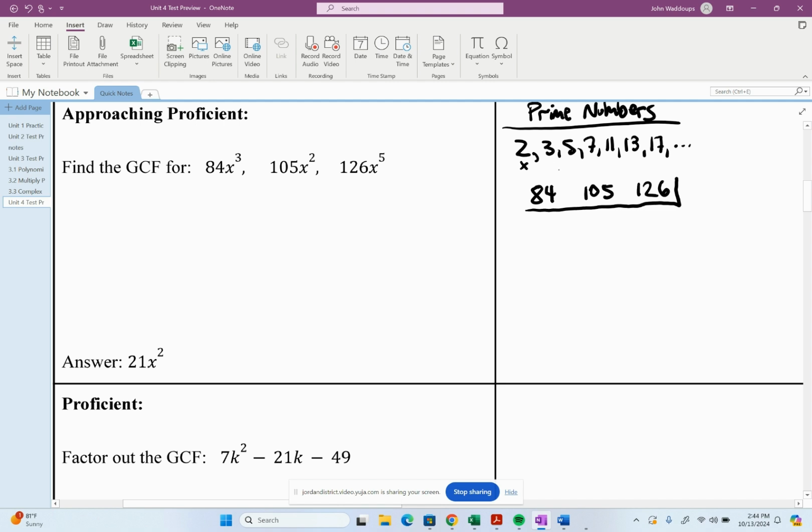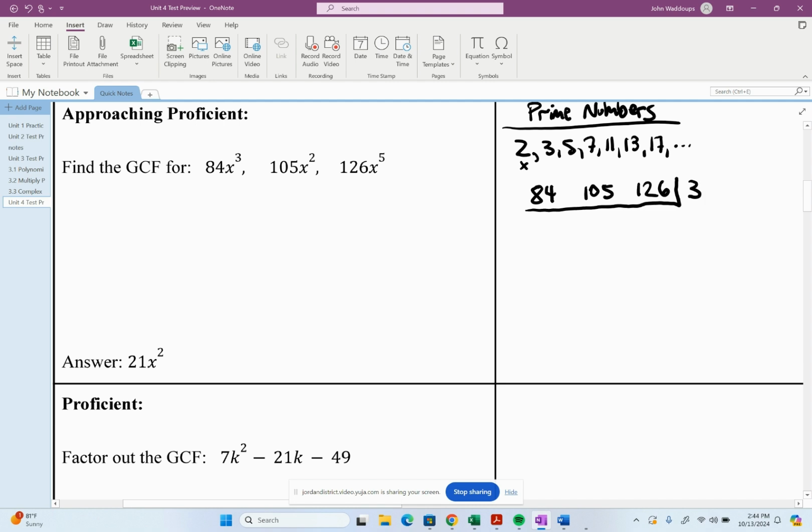But 3: if you add the digits of a number and the sum is divisible by 3, then the number is divisible by 3 also. So 84 is 8 plus 4 is 12. 12 is divisible by 3, so is 84. 1 plus 0 plus 5 is 6, divisible by 3. 1 plus 2 is 3, and 3 plus 6 is 9, divisible by 3. All of these numbers are divisible by 3.